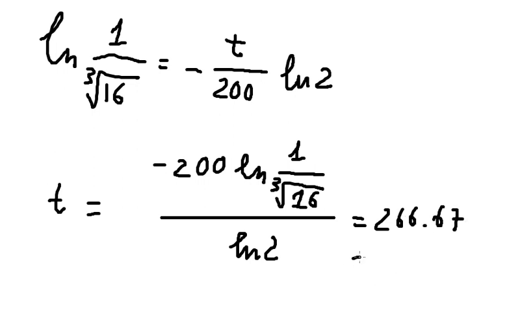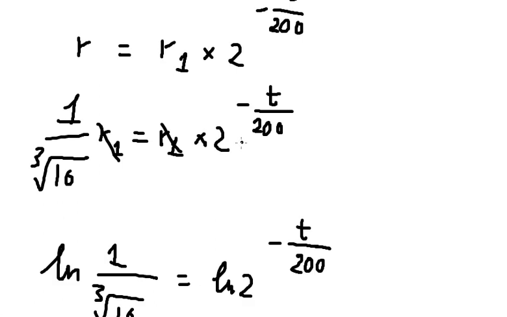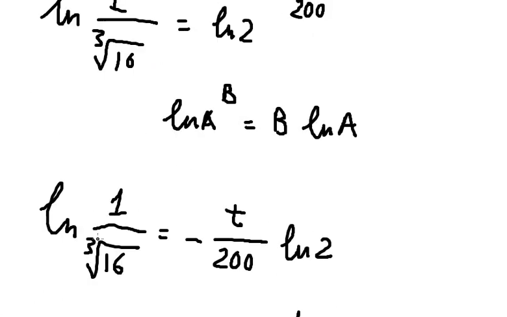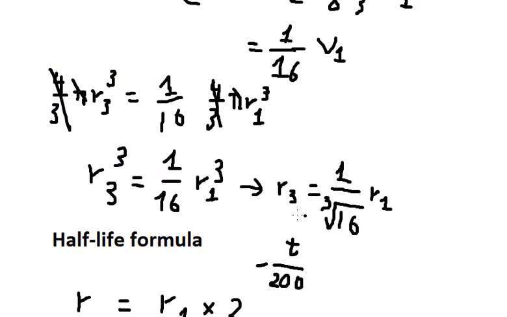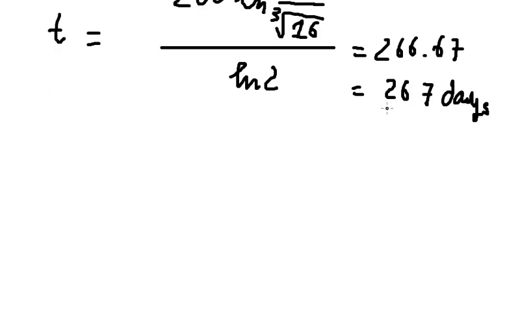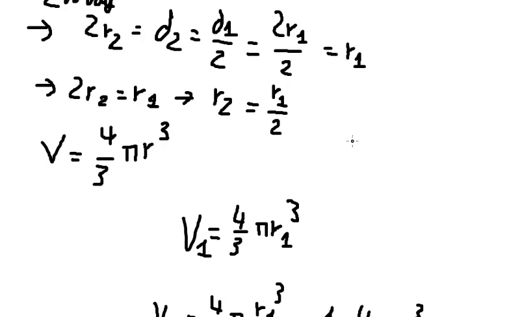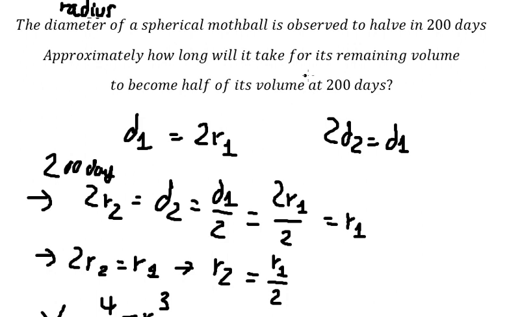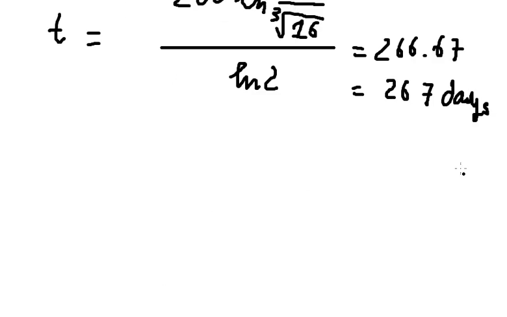266.67, so we put about 267 days. That means from the original to this one, that is r number 3, we got about 267 days. But they want to find how long to become a half of the volume compared to the volume after 200 days. So we just use 267 minus 200 days. You get about 67 days.